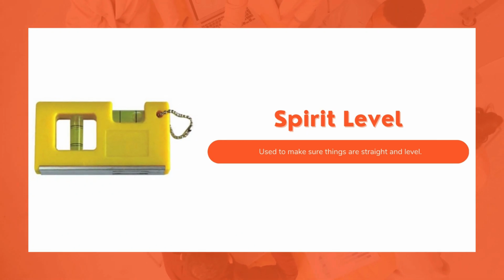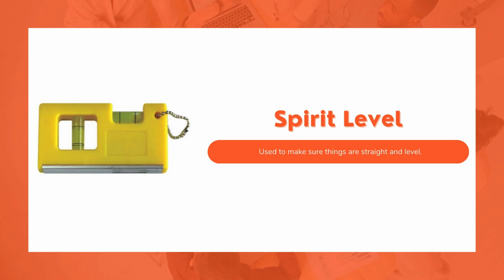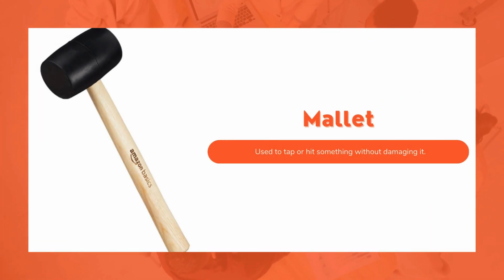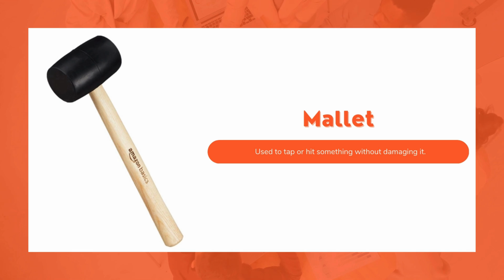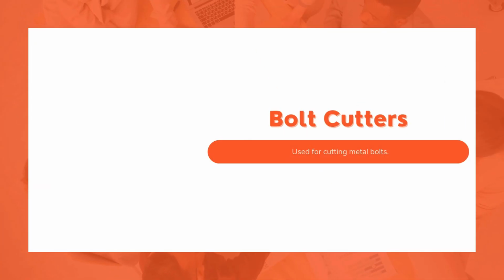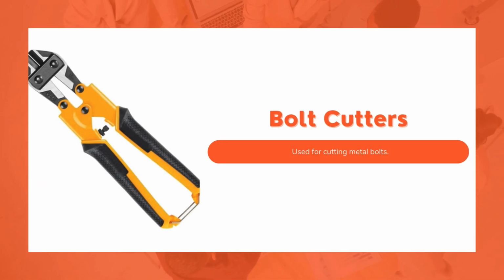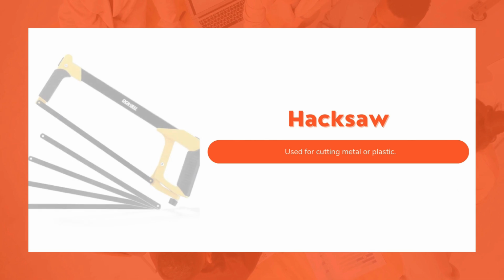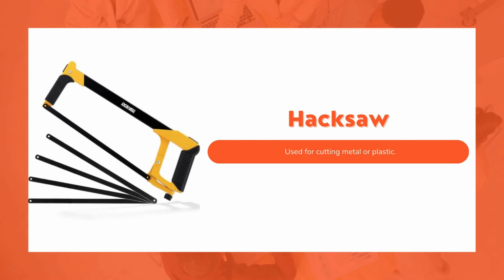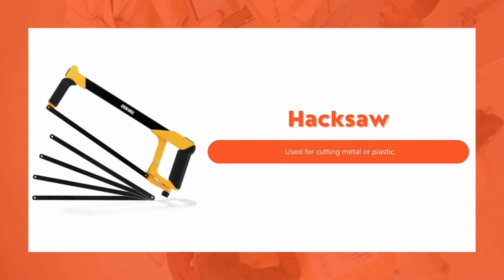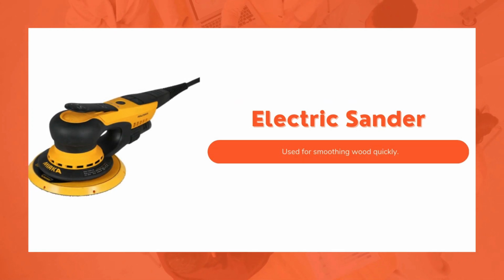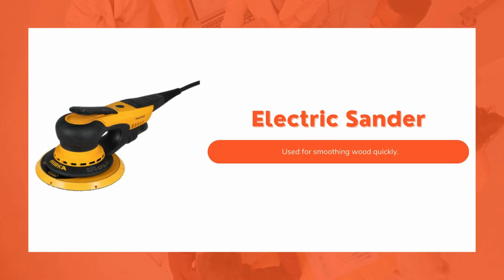Spirit level used to make sure things are straight and level. Mallet used to tap or hit something without damaging it. Bolt cutters used for cutting metal bolts. Hacksaw used for cutting metal or plastic. Electric sander used for smoothing wood quickly.